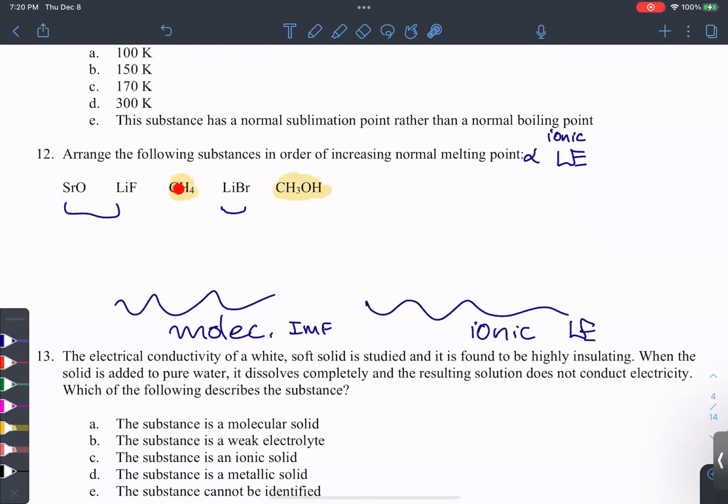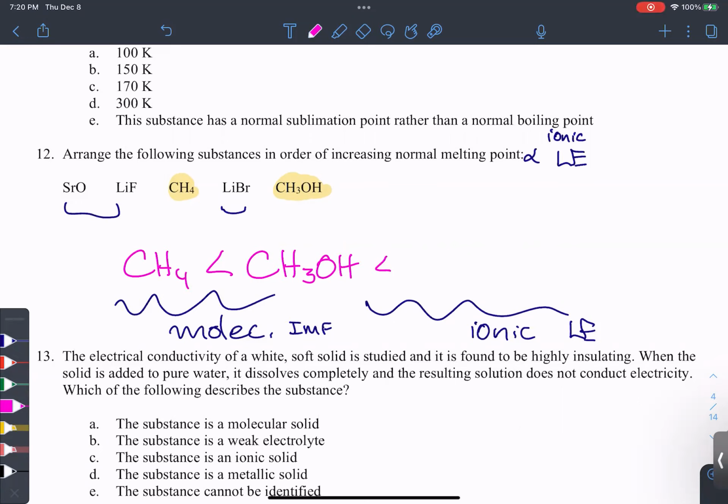If you have a solid sample of methane or a solid sample of methanol, which one is harder to melt? Methanol, yes, because there's hydrogen bonding. So simply, it's going to be CH4 and then CH3OH. Great. Now we do the ionic ones. They are going to be even higher, much, much higher.